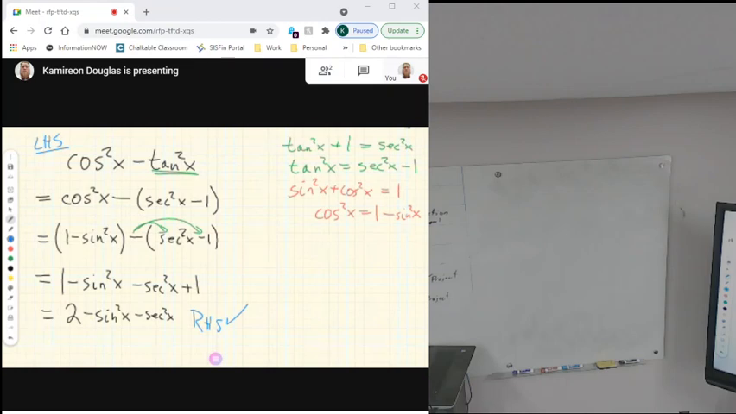A lot of this section is just a lot of pattern recognition, a lot of substitution. That's what makes it fun.